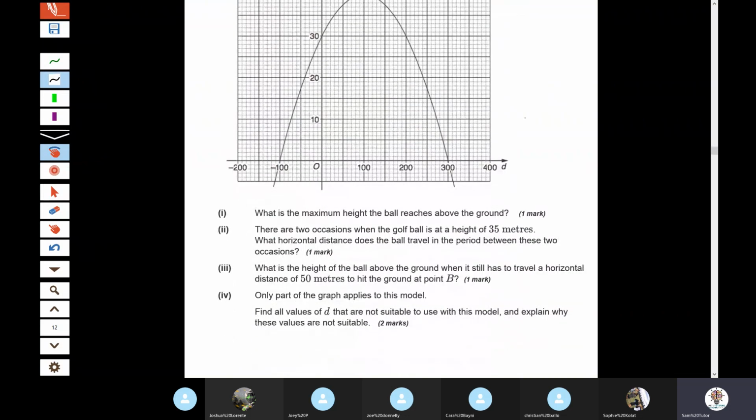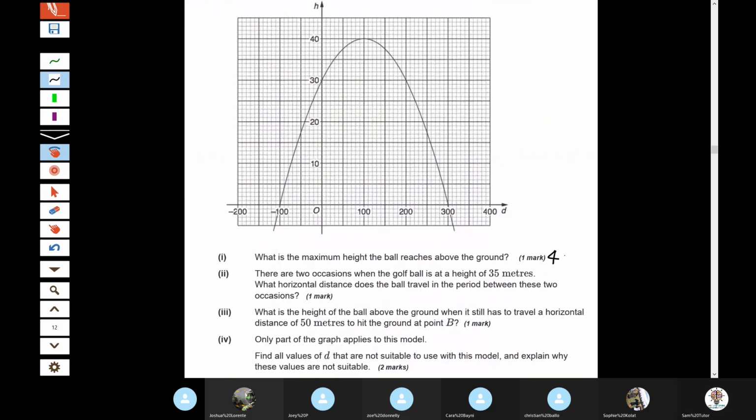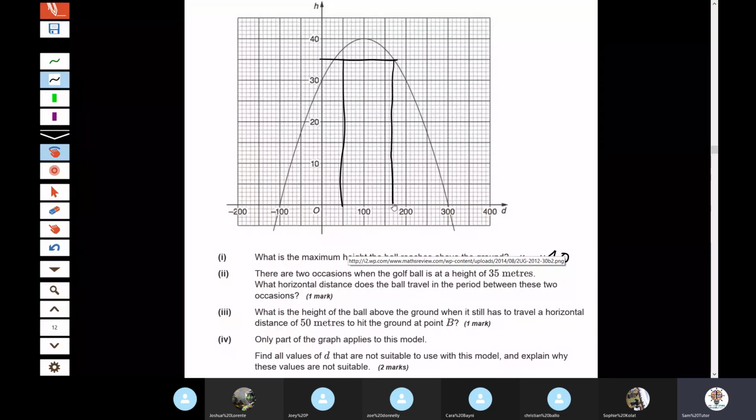What is the maximum height the ball reaches above the ground? 40. There are two times when the golf ball has a height of 35. What horizontal distance does the ball travel in the period between these two points? It's not asking you to say the distance that each one is at. It's asking you to find the horizontal distance between them. So that would be 100 and, what did you say? 140. That's 100, that's 200, that's 150.